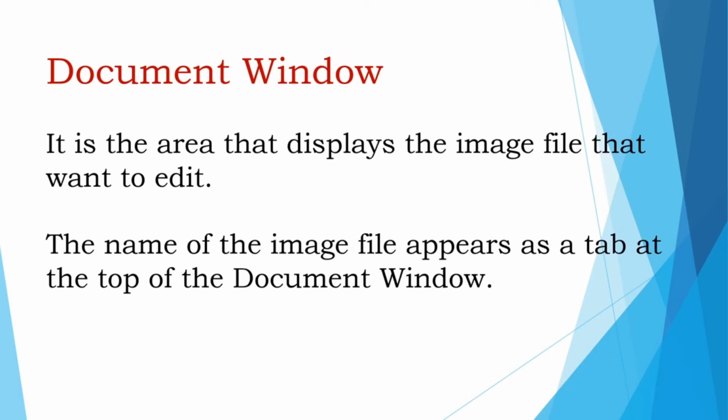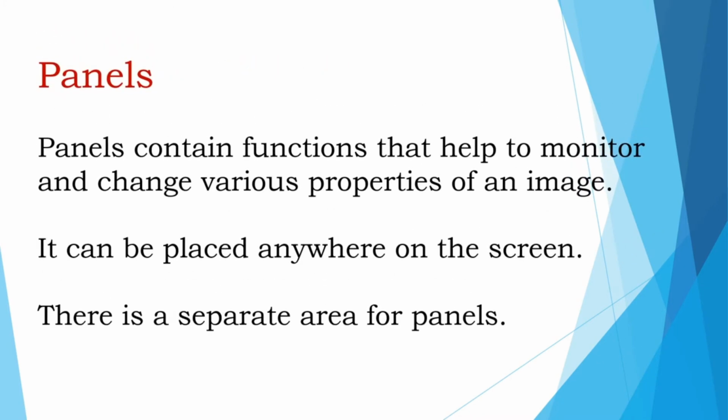Document window. It is the area that displays the image file that we want to edit. The name of the image file appears as a tab at the top of the document window. Panels. Panels contain functions that help to monitor and change various properties of an image. They can be placed anywhere on the screen. There is a separate area for panels.